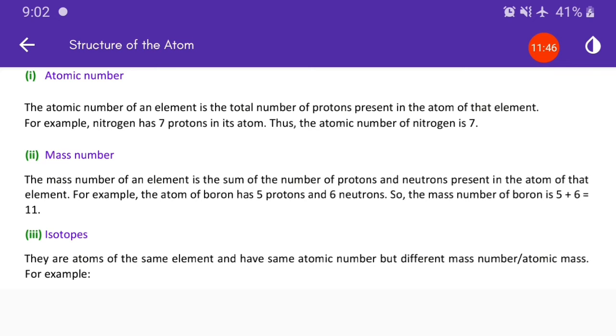Next, mass number. The mass number of an element is the sum of the number of protons and neutrons present in the atom of that element. So here, my dear students, the atomic number is the total number of protons only, and the mass number is the total number of protons and neutrons present in the atom. For example, the atom of boron has 5 protons and 6 neutrons. So the mass number of boron is 5 plus 6, which is 11.